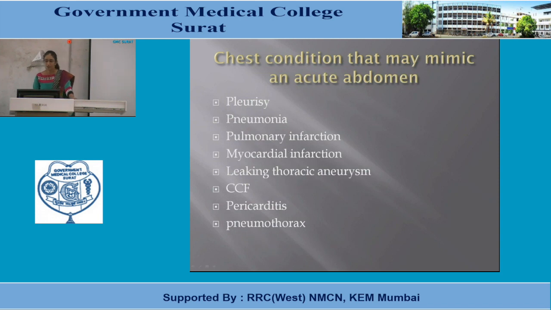Other chest conditions that may mimic acute abdomen are pleurisy, that is pleuritic pain, pneumonia or consolidation within the lower lung zone, pulmonary infarction, myocardial infarction, leaking thoracic aneurysm, congestive cardiac failure, pericarditis or pneumothorax. In these conditions, patient may present like an acute abdomen. So you have to take chest X-ray as well as abdomen X-ray in that case.